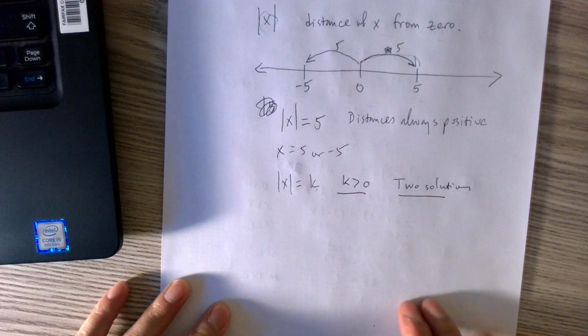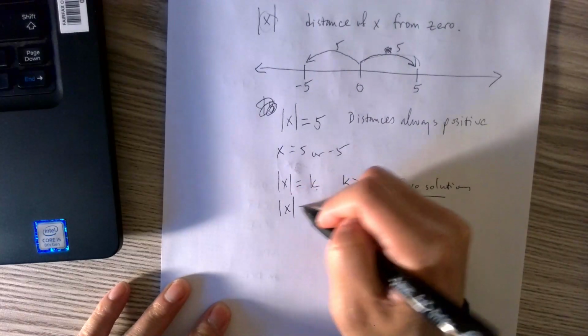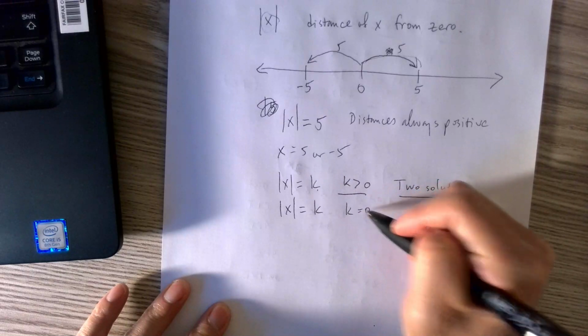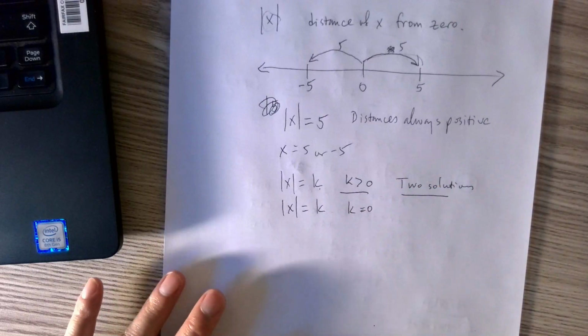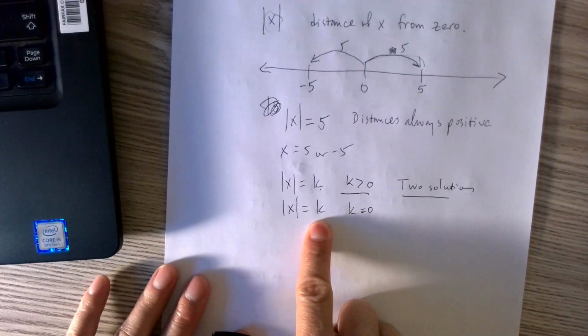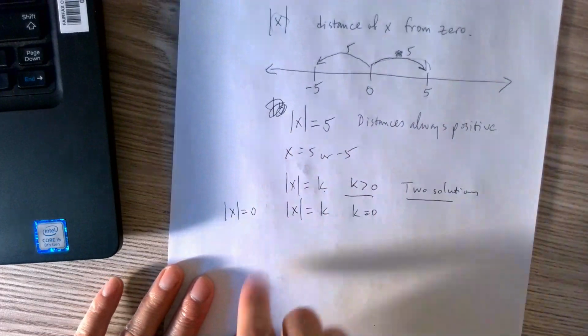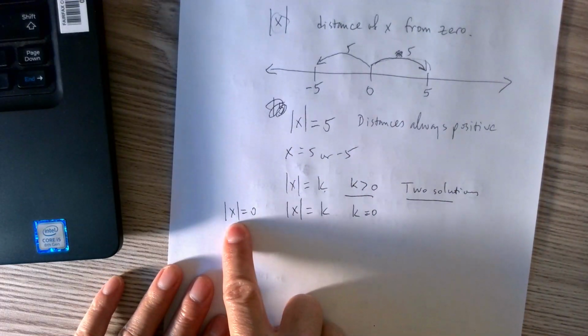Now there are two other possibilities. K doesn't have to be positive. It could be 0. If k is 0, it would look like this. So I have a mystery number whose distance away from 0 is 0.